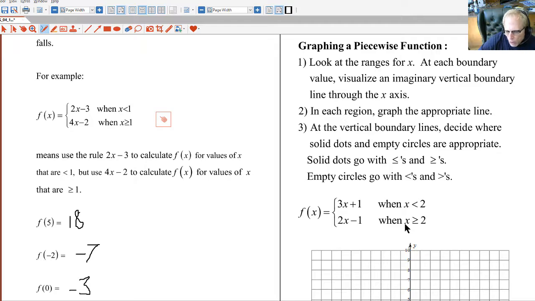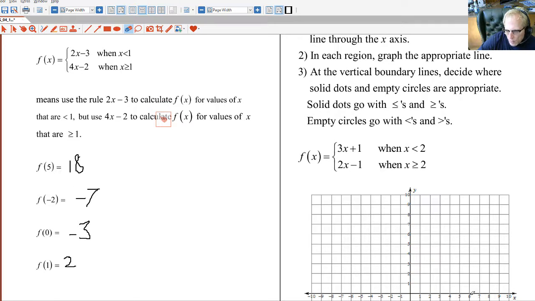Okay, so how do you graph a piecewise function? Well, you look and see what the ranges for x are, and then at each boundary value, and when I say a boundary value, I mean the number that is part of the inequality that determines what range of x you're talking about, you kind of visualize an imaginary dotted line going up and down, and then on the side of that line where one of the rules is defined, you graph the one line, and on the other side you graph the other line.